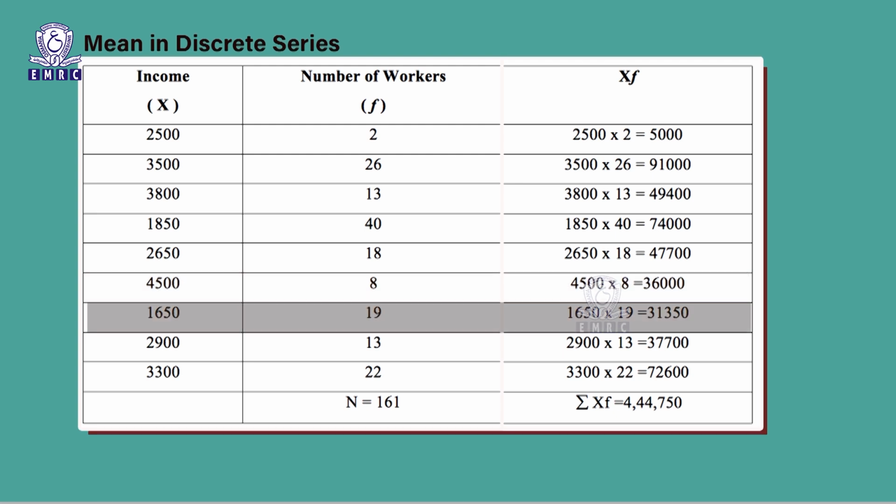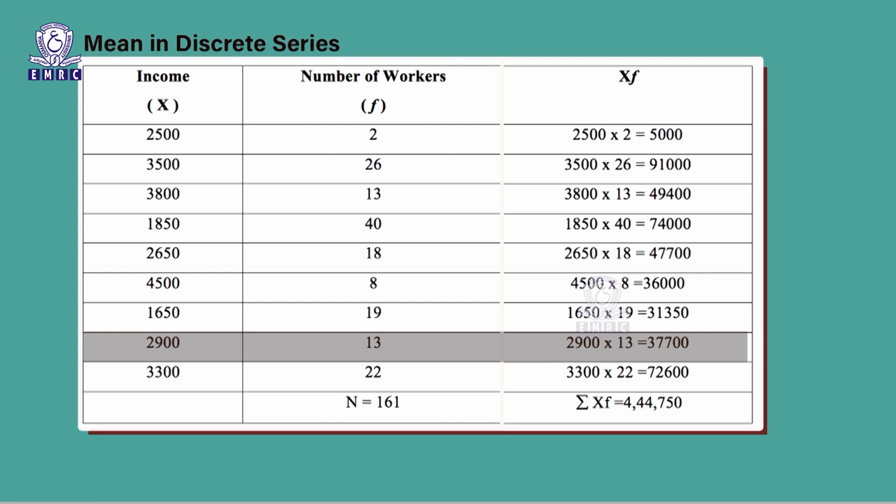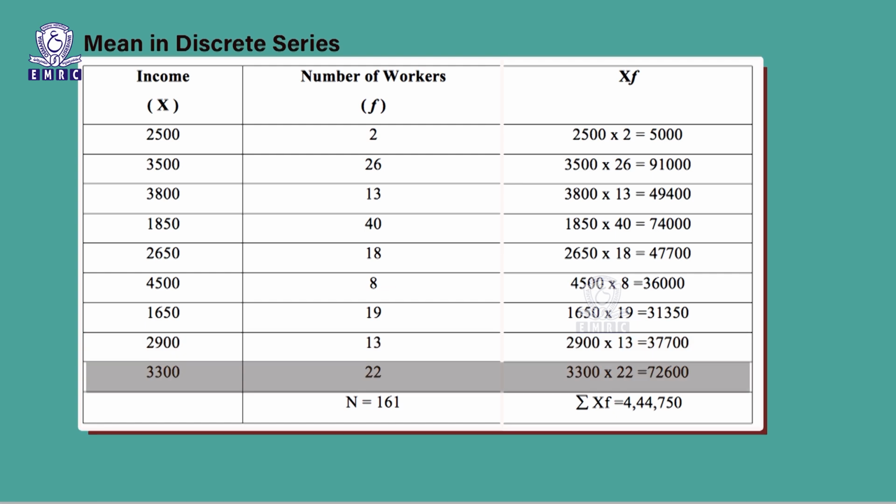1,650 into 19 people, it goes to 31,350. Then 2,900 into 13 people, it goes to 37,700. And 3,300 into 22 people, it goes to 72,600. We have calculated the XF value. The second step is to calculate the total of the XF value, that is nothing but sigma XF.